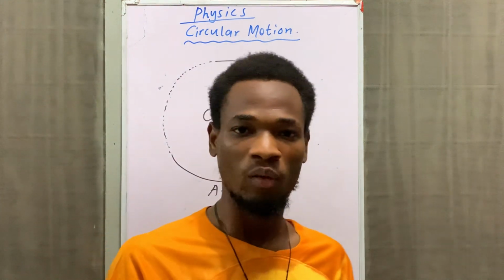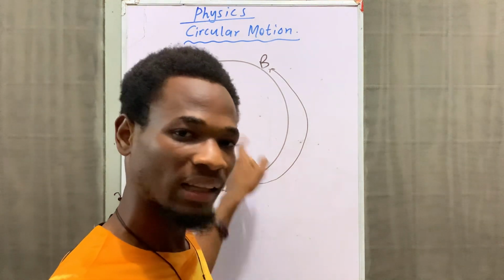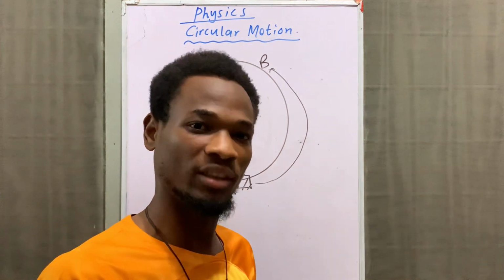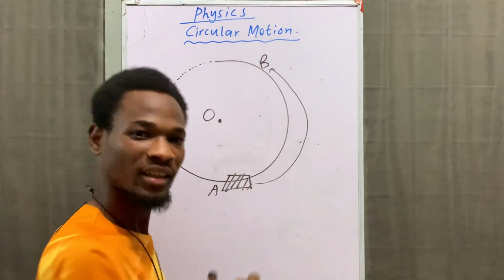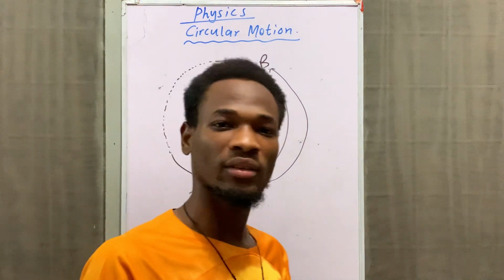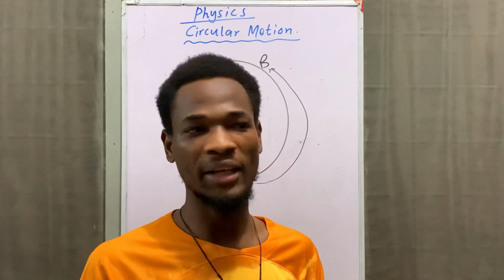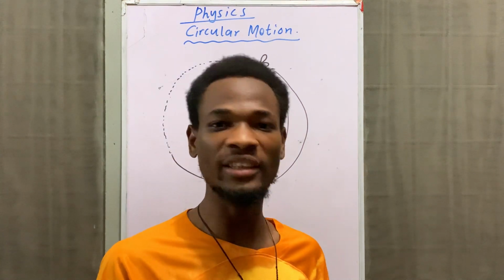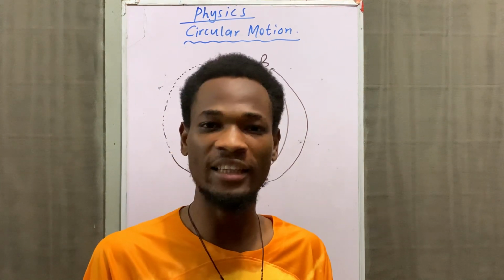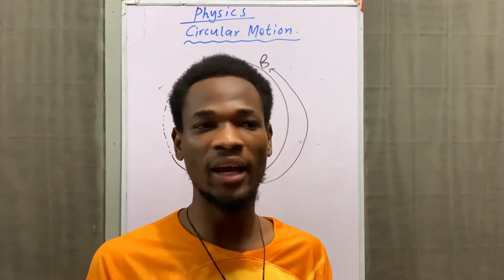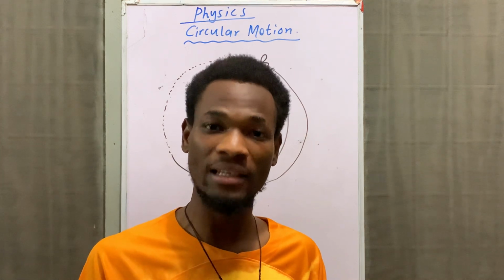Now, from the diagram, you realize that the center lies outside the body. The center here is not inside the body, but outside the body. And when you have such motion, we call it circular motion. And note this, in circular motion, center and the word axis are used interchangeably. So wherever you hear axis in circular motion, it's also the same as center.